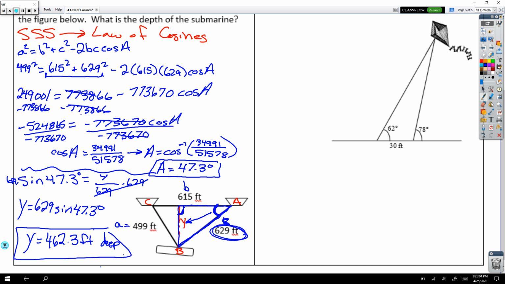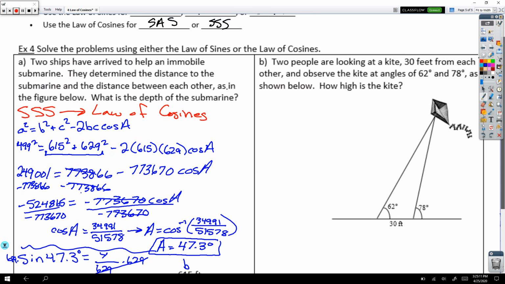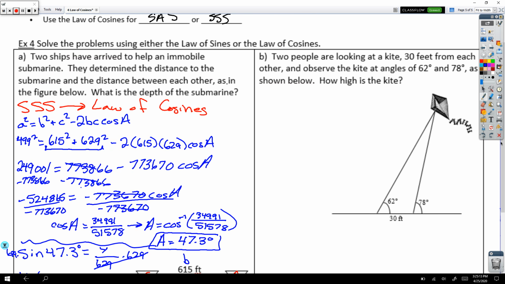Alright. Now, let's look at the next problem here. So, two people are looking at a kite 30 feet from each other and observe the kite at angles 62 degrees and 78 degrees as shown below. How high is the kite? So, when I draw the height from the kite to the ground, it's going to form another triangle. So here is my height. Again, y distance, so I'm going to label that y.